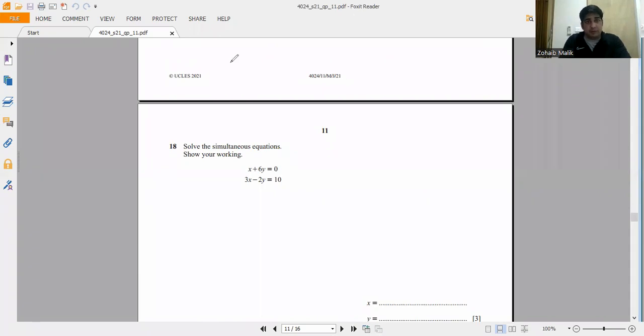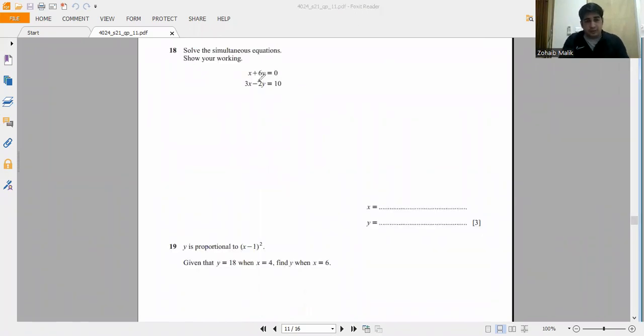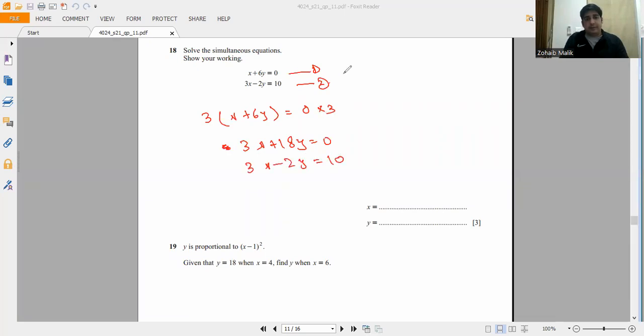Okay, here we go. Solve the simultaneous equations. This is very easy. Usually I solve this by the elimination method. I name this equation 1 and this equation 2. If I want to eliminate the variable x, I multiply the upper equation by 3, so x plus 6y is equal to 0 into 3, because everything has to be multiplied. So this becomes 3x plus 18y is equal to 0. On the other side I have the equation 3x minus 2y equal to 10. And if I change their signs, the lower one becomes minus, so this is plus and this is minus.